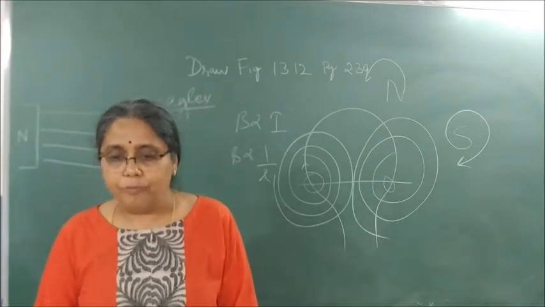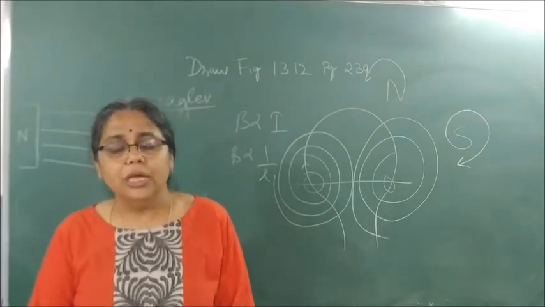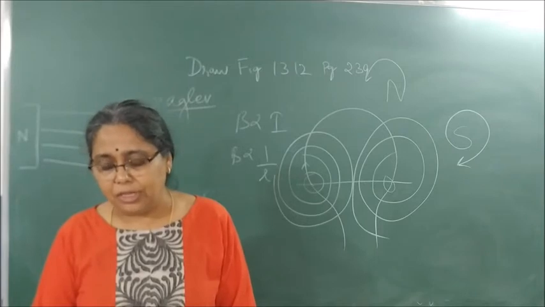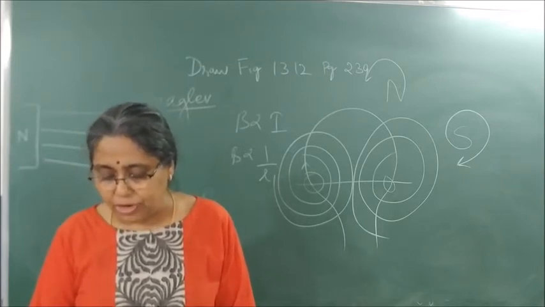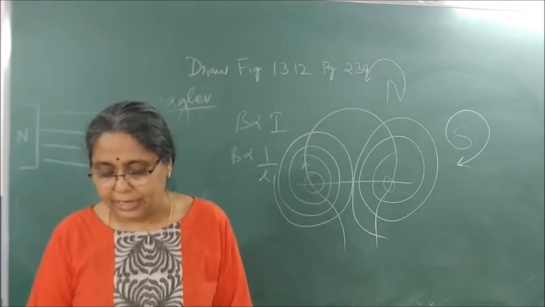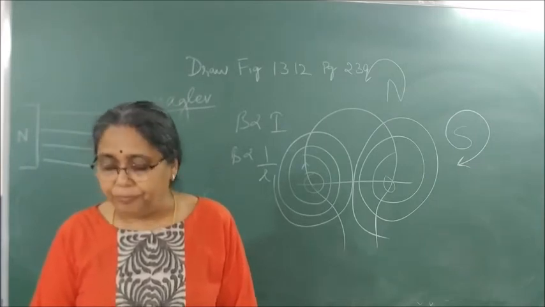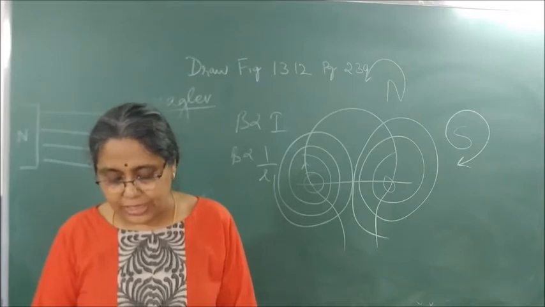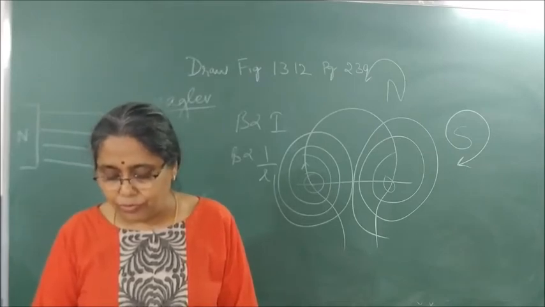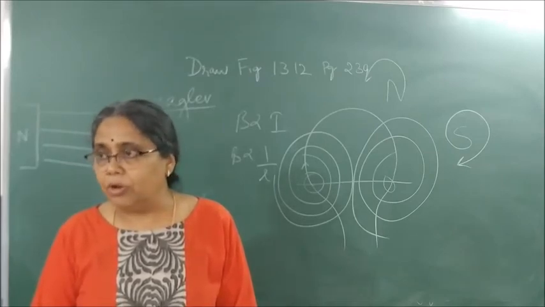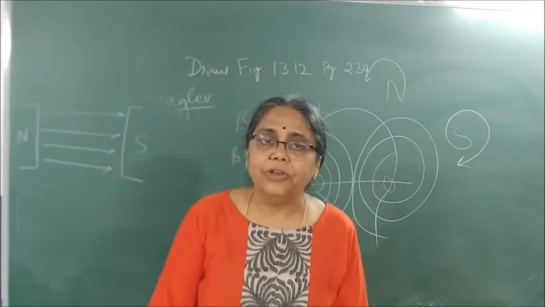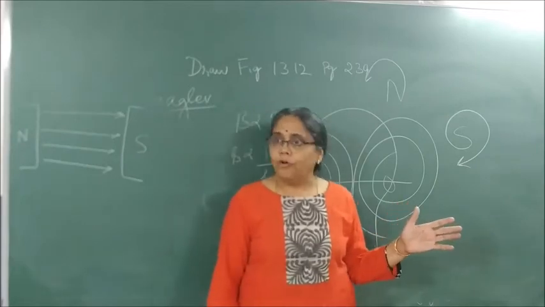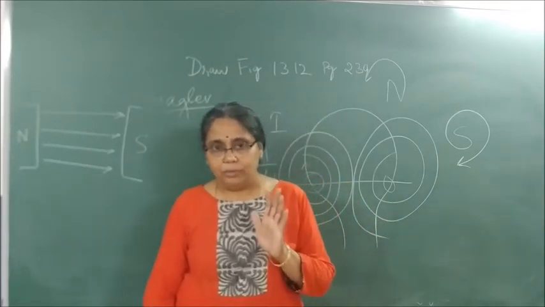Choose the correct option. This is very important. It has been asked many times in the board exam. The magnetic field inside a long straight solenoid carrying current is zero, decreases as we move towards its end, increases as we move towards its end, or is the same at all points. It is the same at all points, because the magnetic field in a solenoid is uniform and it is the same at all points.